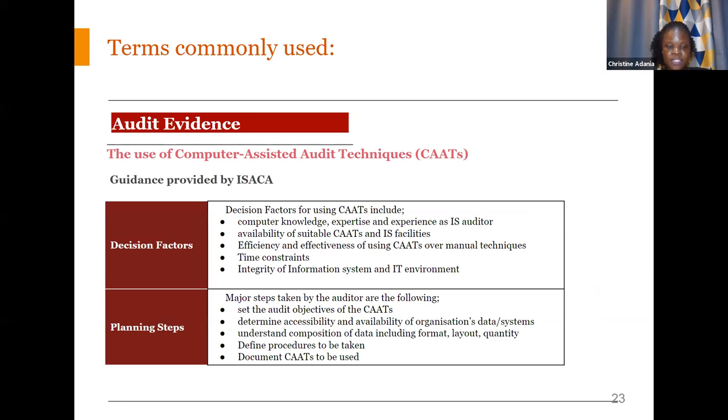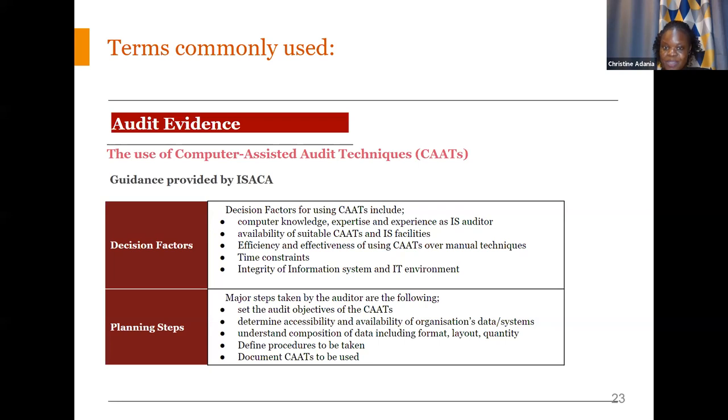We have decision factors. What should inform your decision during the use of CATs? You have computer knowledge, expertise. You should be an experienced IS auditor, because you start low and then climb higher. Yeah, you don't want to run before you walk. You have availability of suitable CATs. Do you have the CATs that you actually want to use? Because it's one thing to want to use CATs, it's another that those CATs or all the tools that you want to use are available to you.